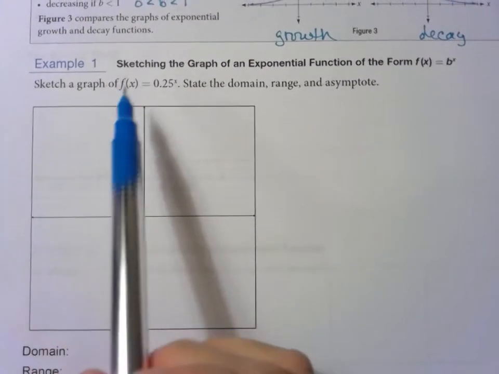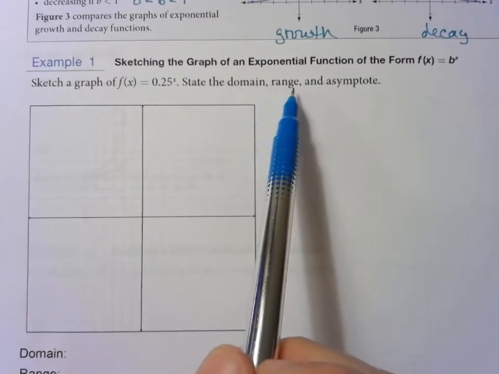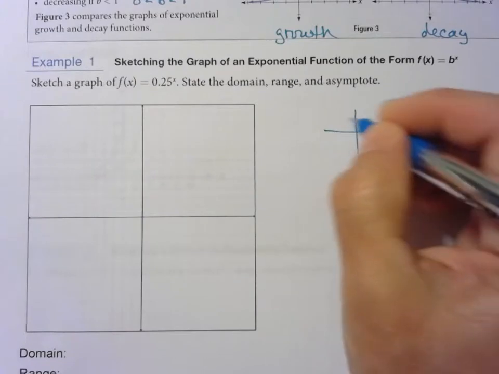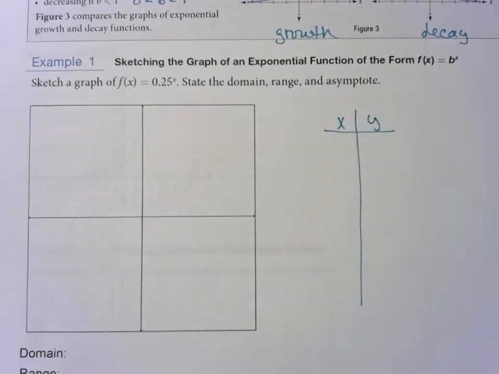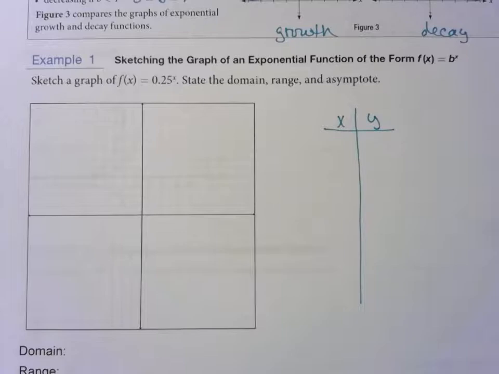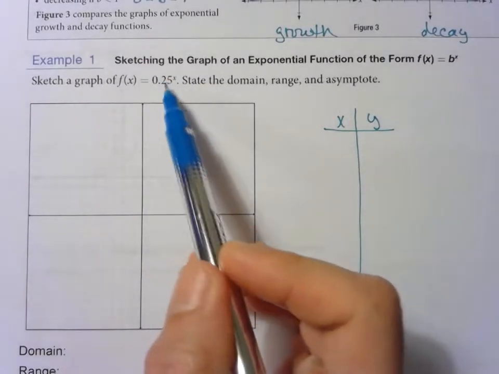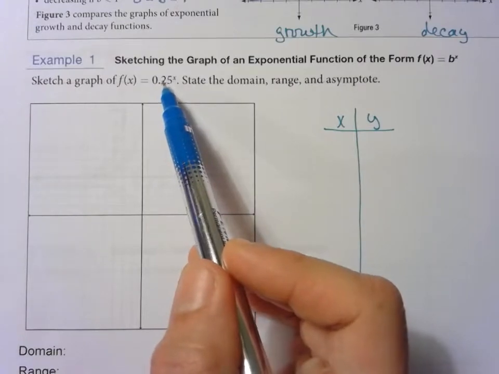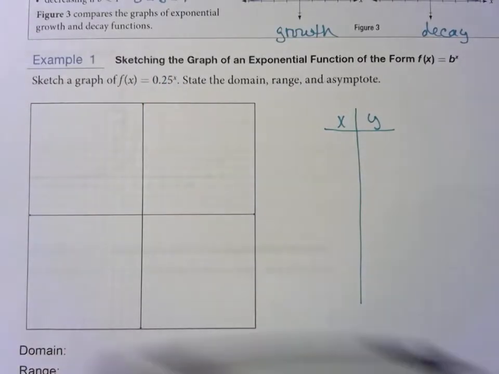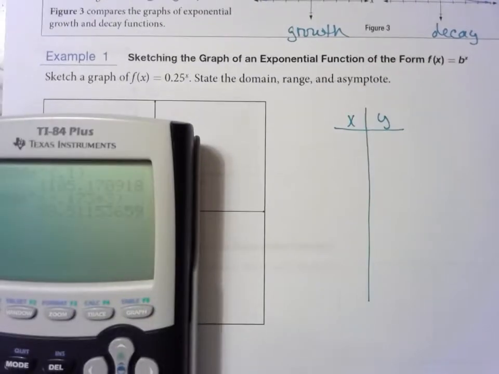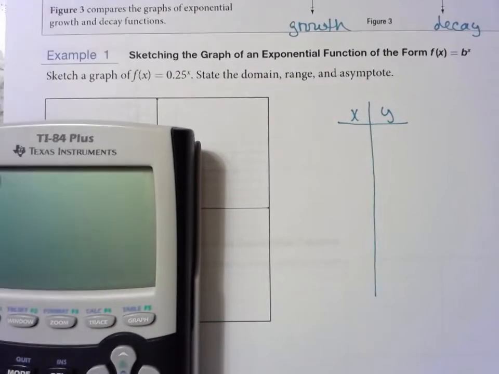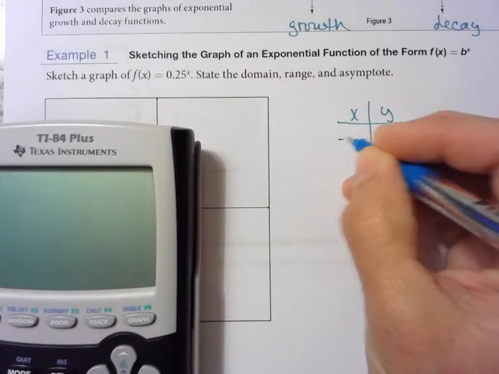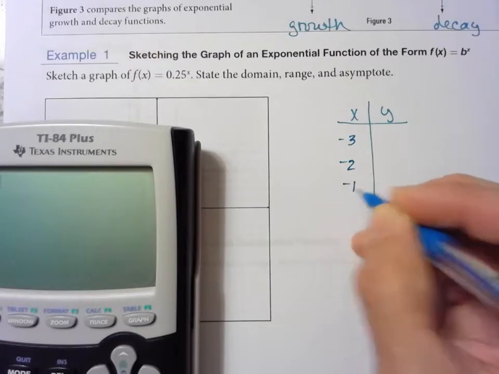Sketch a graph of this function, state the domain, range, and asymptote. Well, let's just pick some values to put into our table. And let's pick some positive and some negative values. Keep in mind we need to make sure that b is greater than 0 and it's not equal to 1. So it matches those requirements. We're definitely going to be using our calculator for these because we just need values to sketch on our graph. So let's pick something like -3, -2, -1, 0, 1, 2, 3.